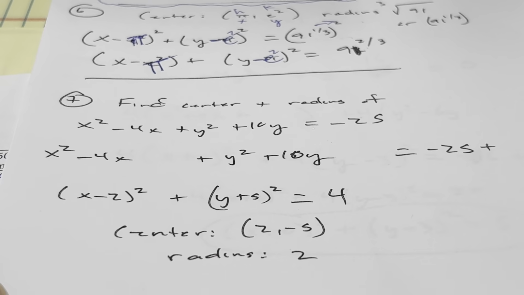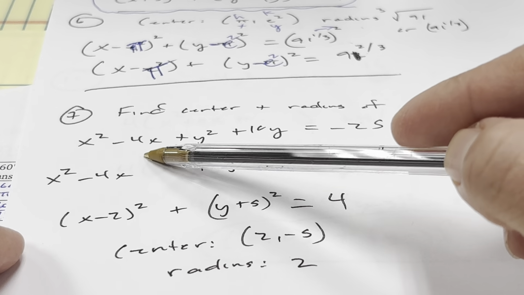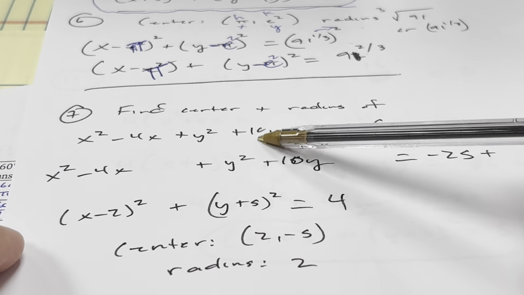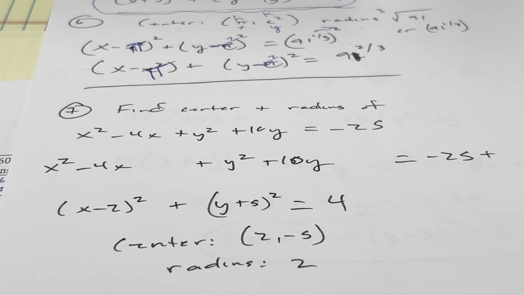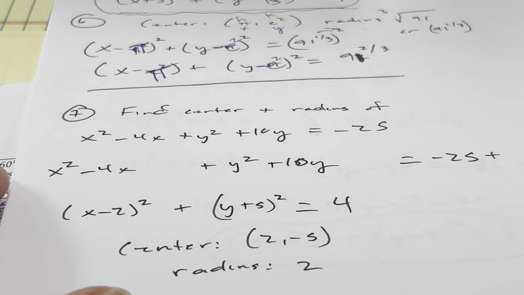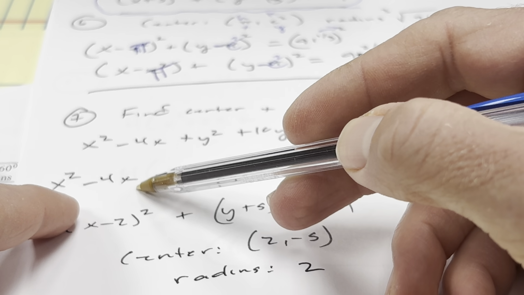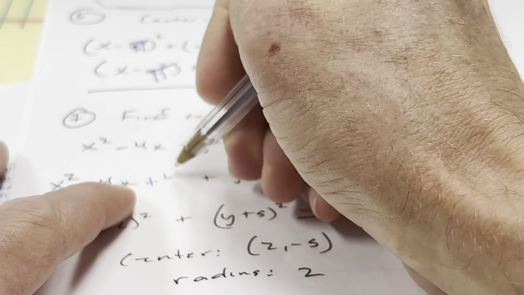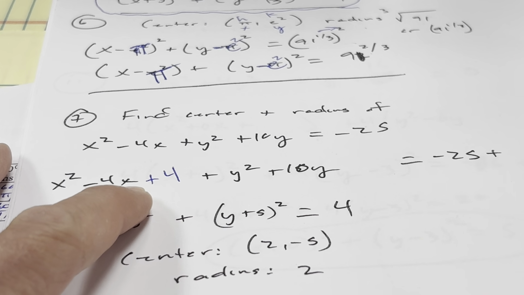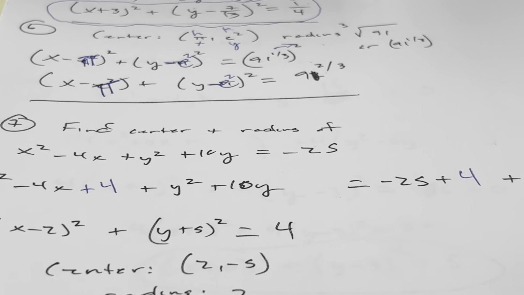All right, what we really want to do well is the following. Find the center and the radius of x squared minus 4x plus y squared plus 10y equals negative 25. So they already moved the constant over for us. What we have to do is complete the square twice. What's half of negative 4? Negative 2. What's negative 2 squared? Plus 4. If I added 4 to the left side, I have to add 4 to the right side.